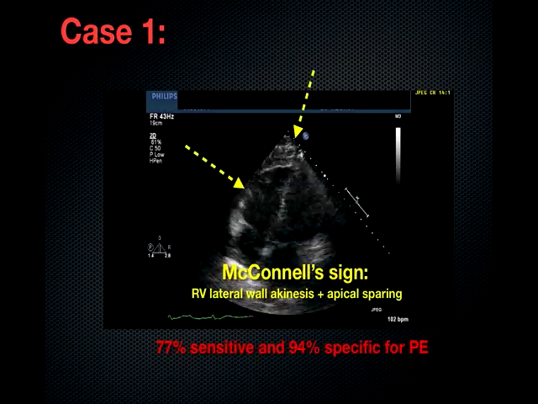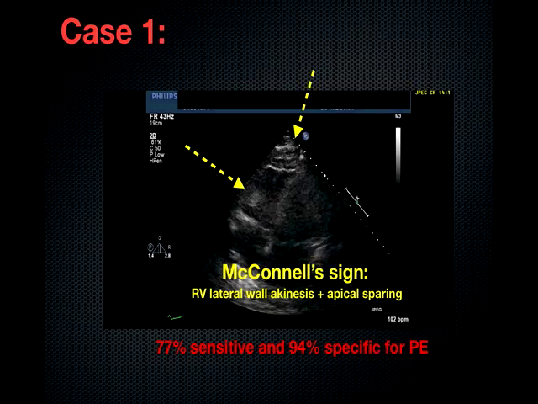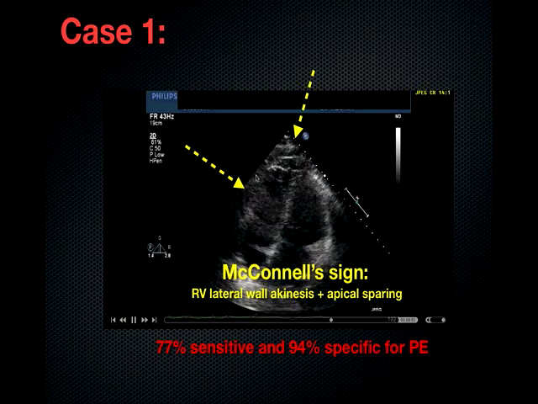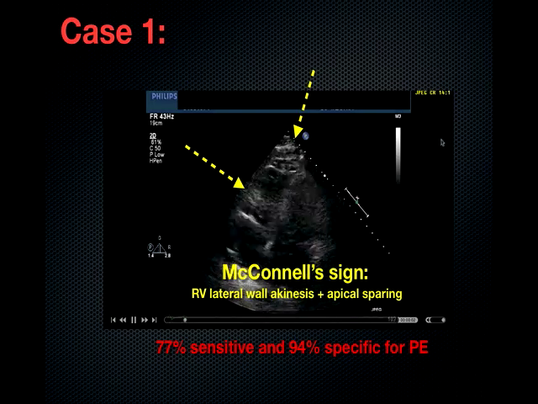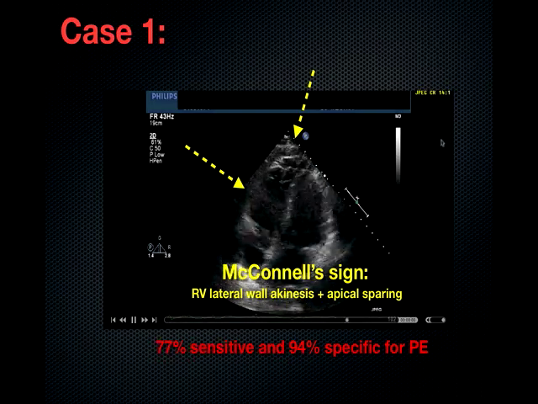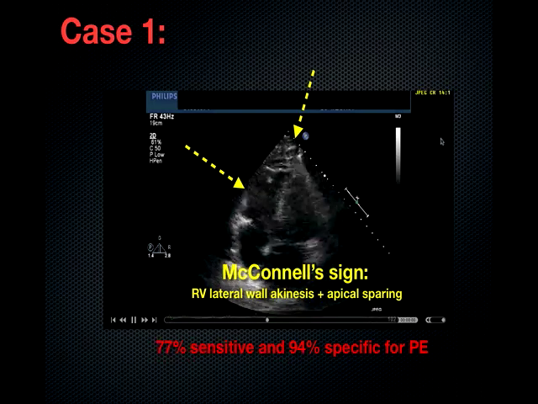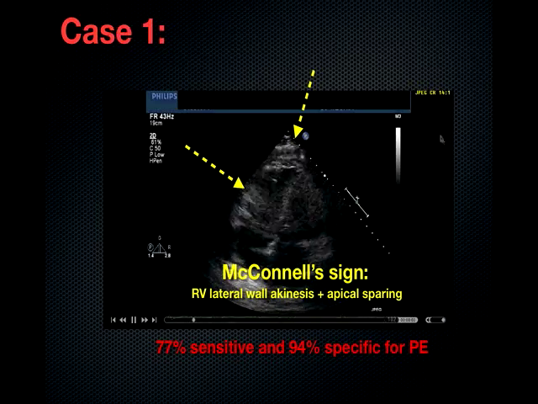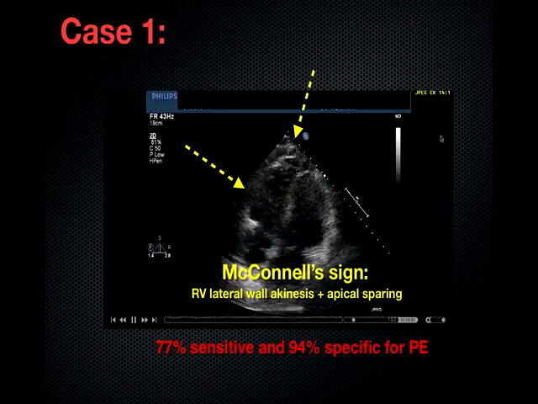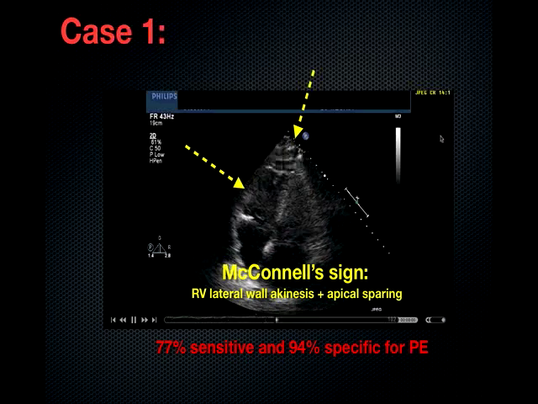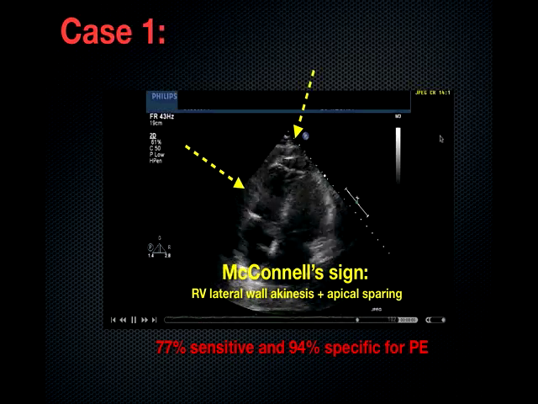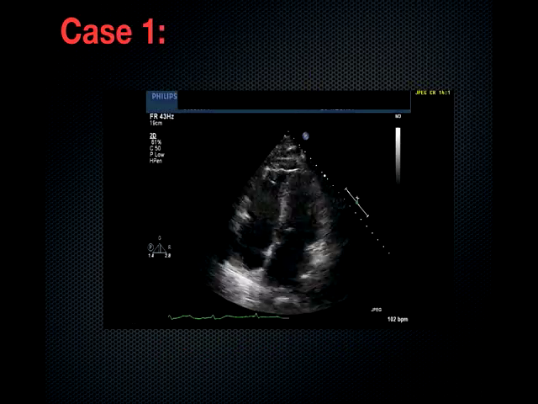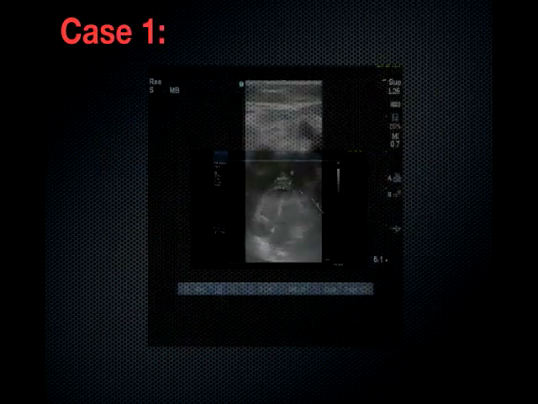We also see something called McConnell's sign, where the right ventricular lateral wall is fairly blown out and akinetic, but there is a hyperdynamic apex. In some studies, this is thought to be very sensitive and specific for PE. There's a caveat to that. Patients with right ventricular infarct were excluded from that initial paper. So an RV infarct can look like this, but in the right clinical context, you may be thinking PE.